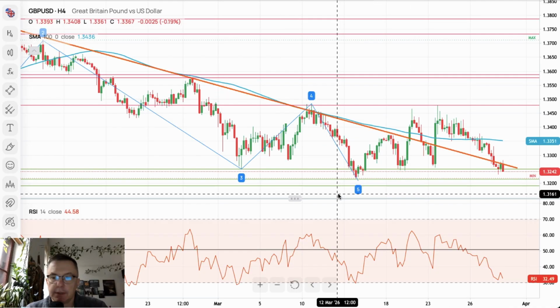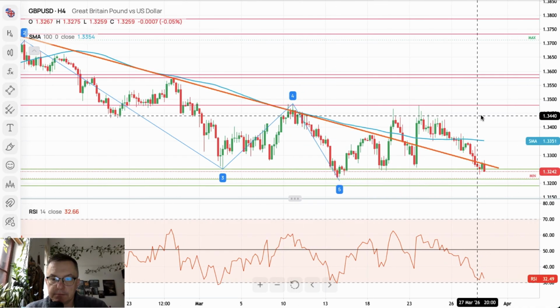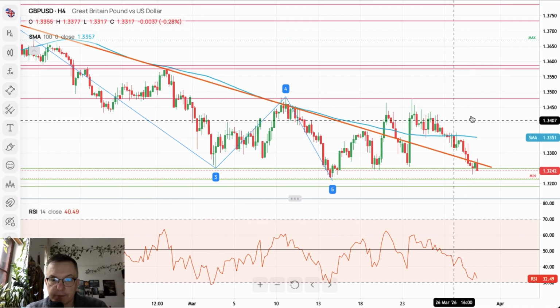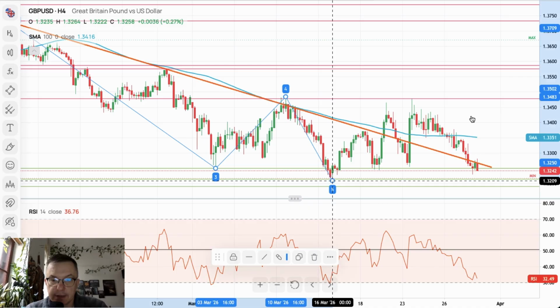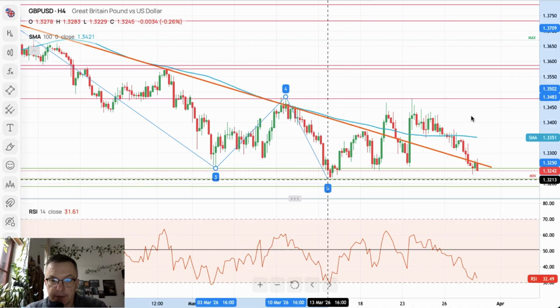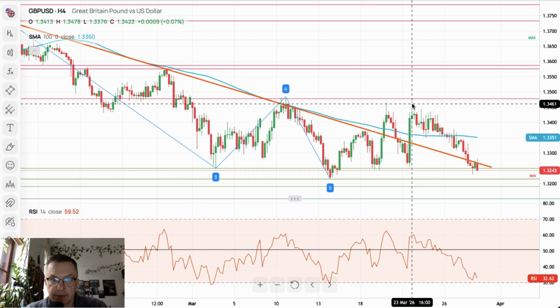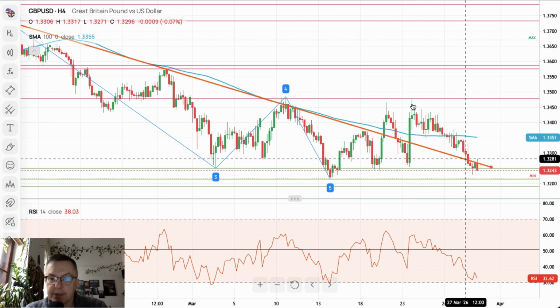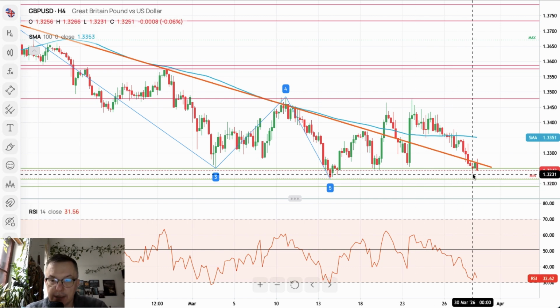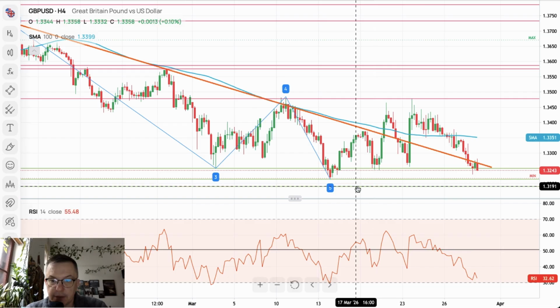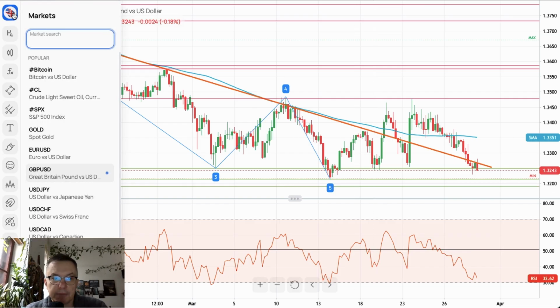Cable mimics the situation from the euro dollar. As you can see, the market keeps moving lower, and the correction to the upside had been completed at 1.3478. Now we are testing the weekly lows, and a breakout lower opens the road to 1.3191. Bearish pressure.